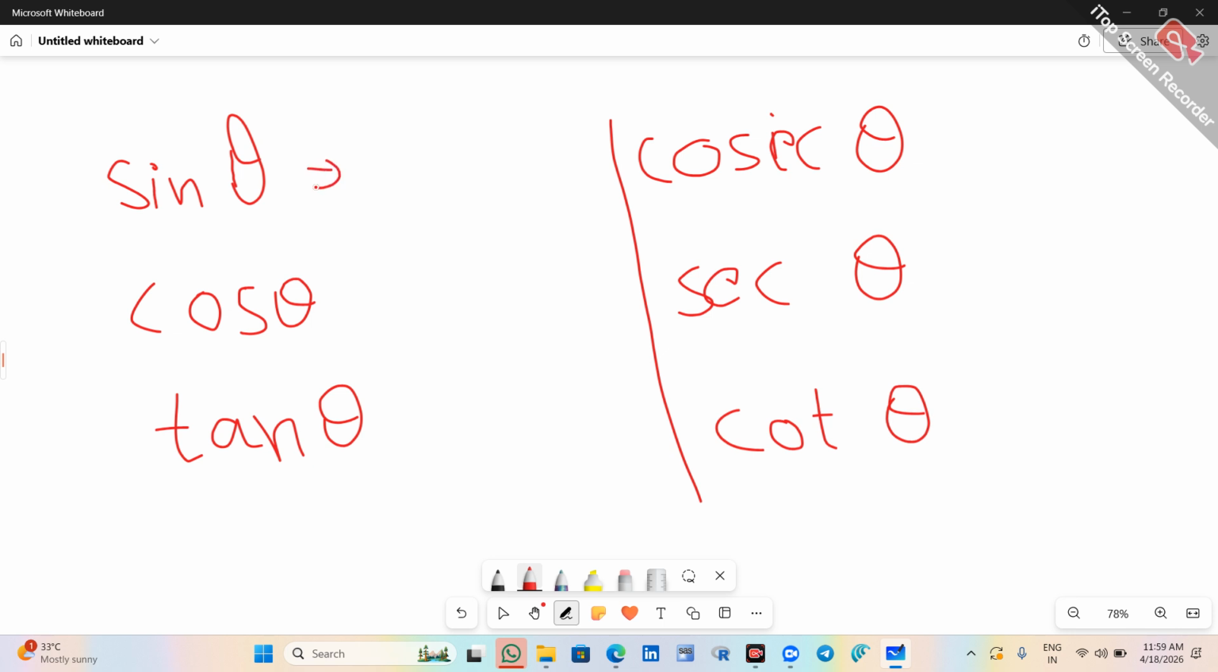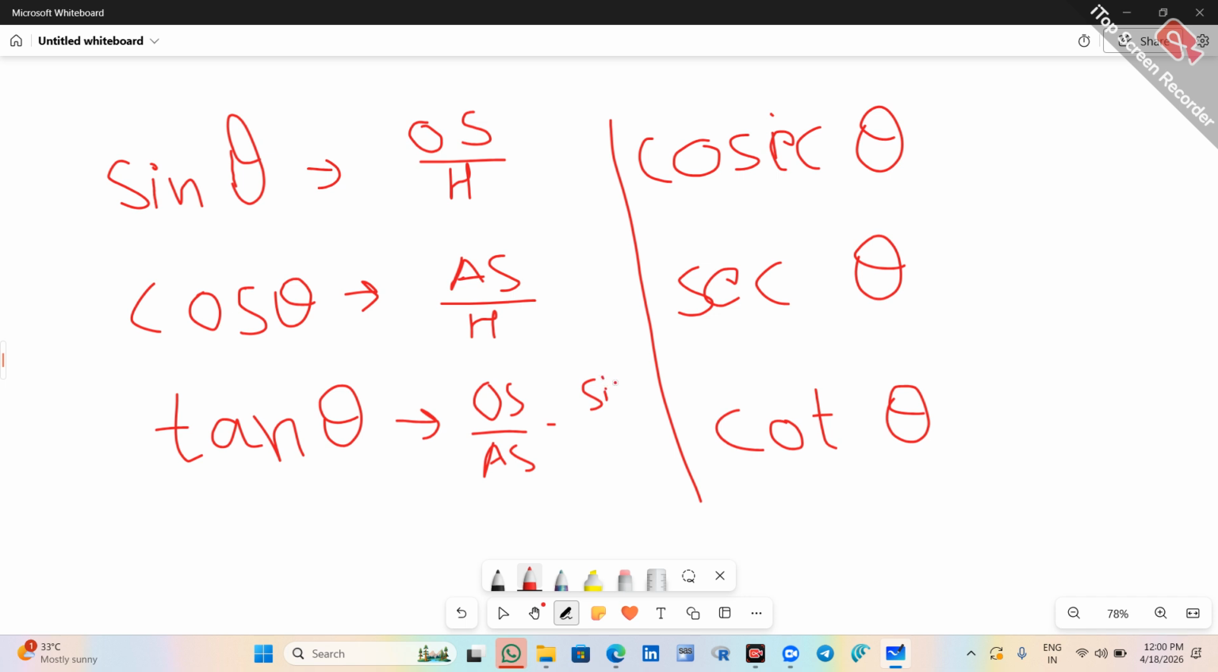First, sin theta is nothing but opposite side over hypotenuse. I am simply representing hypotenuse as H. And cos theta will be adjacent side over hypotenuse. And tan theta will be opposite side over adjacent side. Here we won't get any hypotenuse.